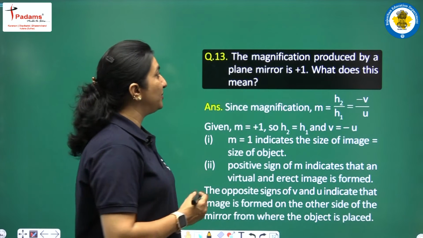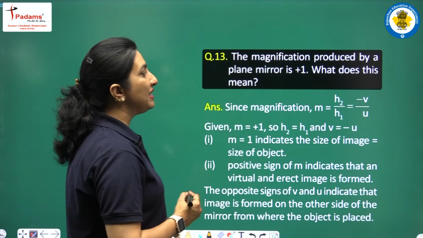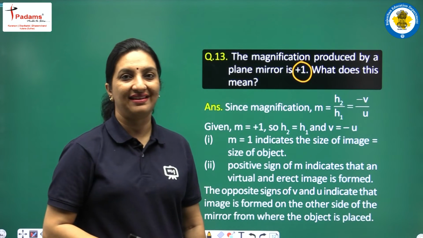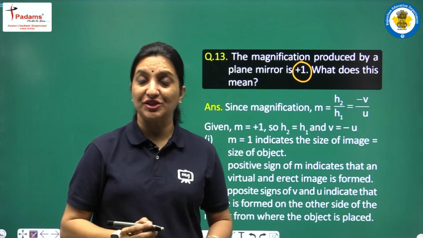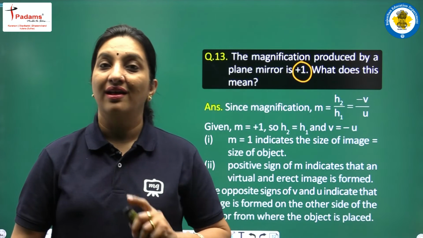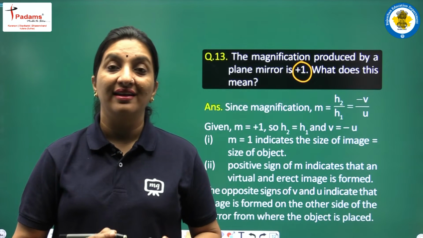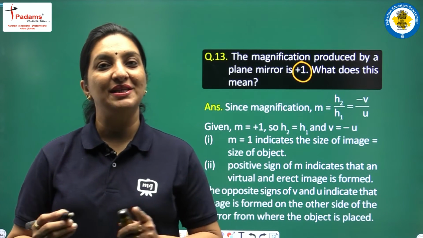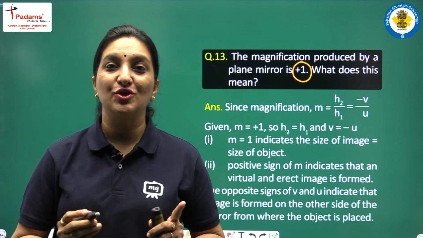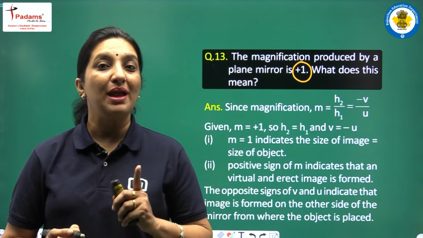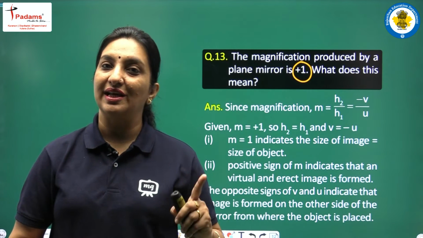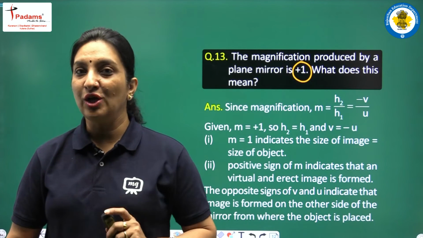Let's move to the next problem. The magnification produced by a plane mirror is +1. What does this mean? Now +1 magnification, इसका मतलब क्या हुआ स्टूडेंट्स? M की वैल्यू कितनी है? 1. M की वैल्यू 1 का मतलब क्या होता है कि साइज ऑब्जेक्ट का और साइज इमेज का दोनों इक्वल हैं. देयर इज नो मैग्निफिकेशन, देयर इज नो डीमैग्निफिकेशन. सो M की +1 वैल्यू का मतलब क्या होगा? 1 का मतलब तो ये हो गया कि साइज ऑफ ऑब्जेक्ट साइज ऑफ इमेज के इक्वल है.